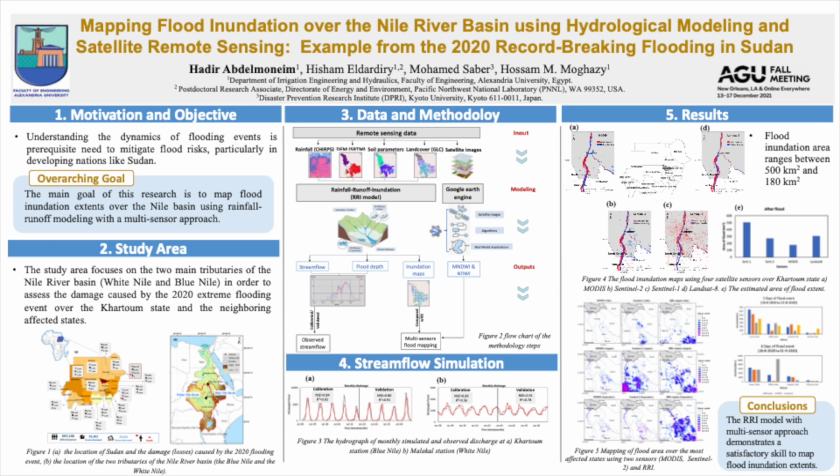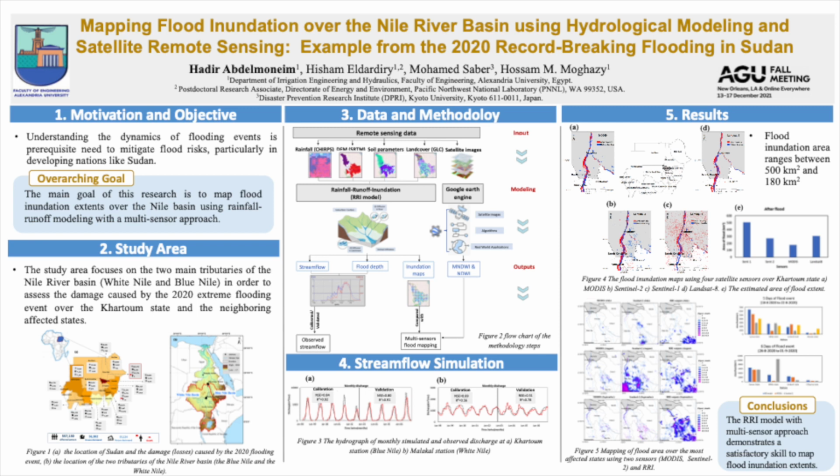The study area focused on the two main tributaries of the Nile River Basin, White Nile and Blue Nile, in order to assess the damage caused by the 2020 extreme flooding event over the Khartoum state and neighboring affected states.